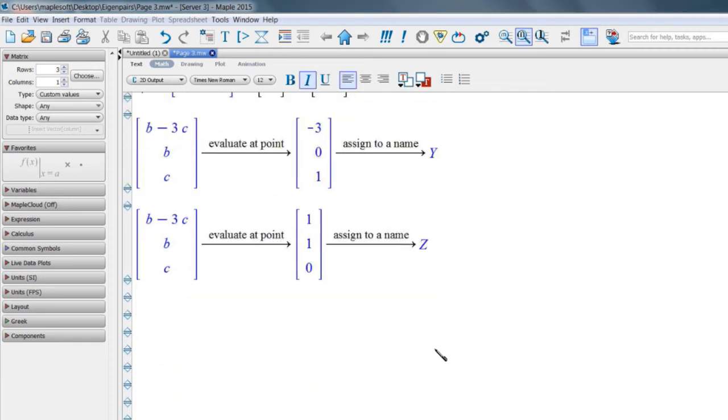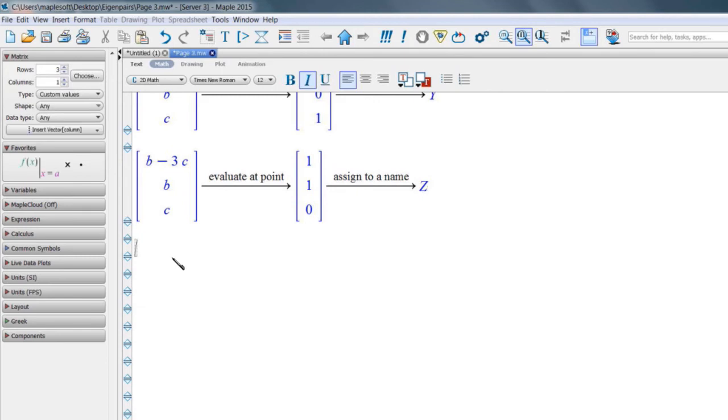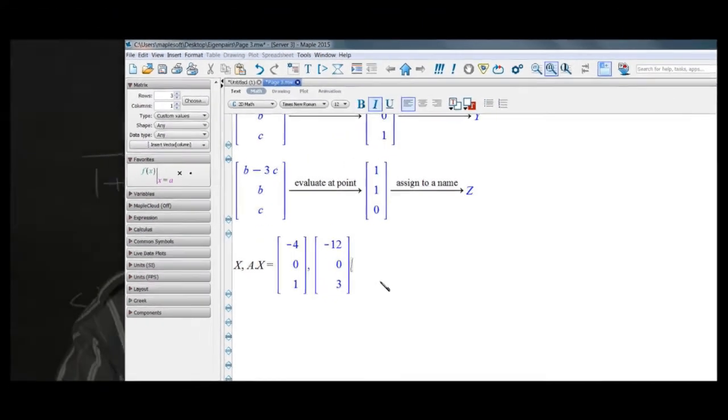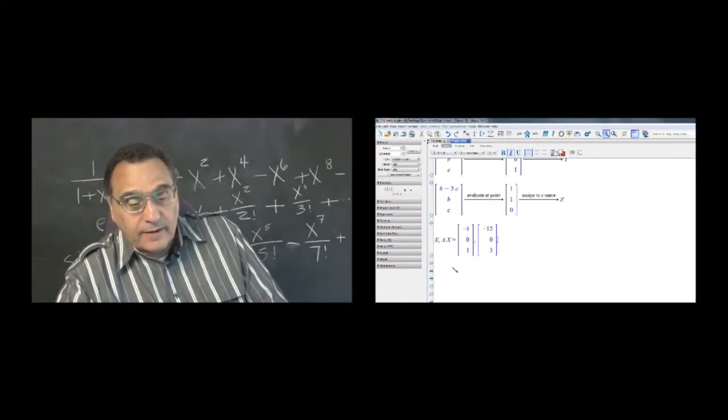Okay, so how do these vectors behave? If you have X and A times X, minus 4 or 1, that 1 got multiplied by 3, that 4 got multiplied by 3. There's a multiplier of 3 for that vector.